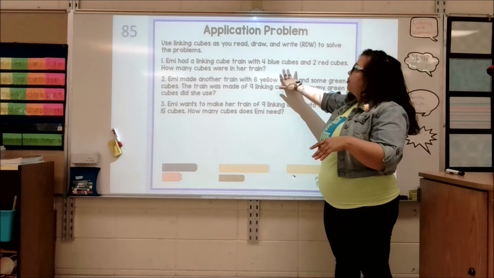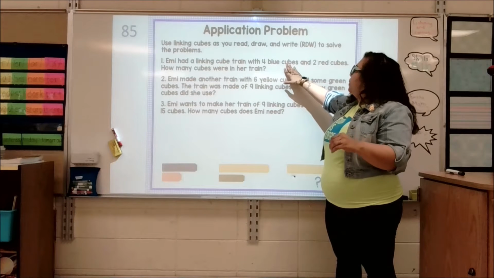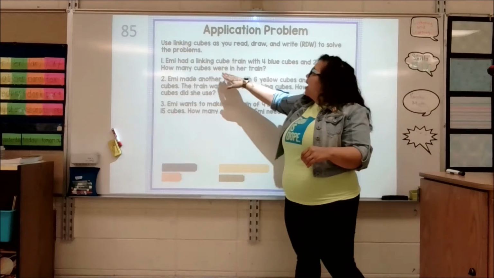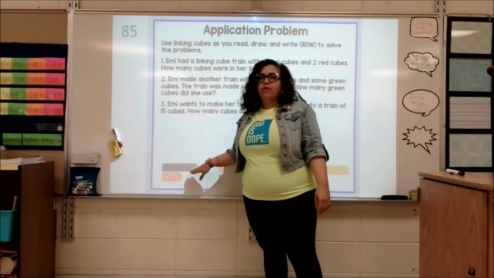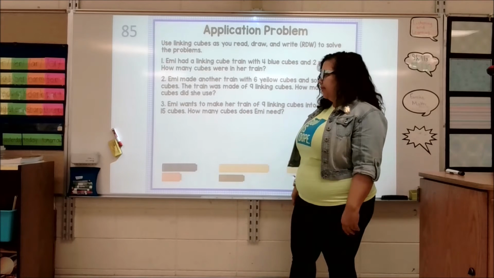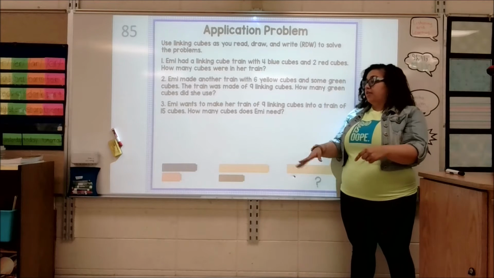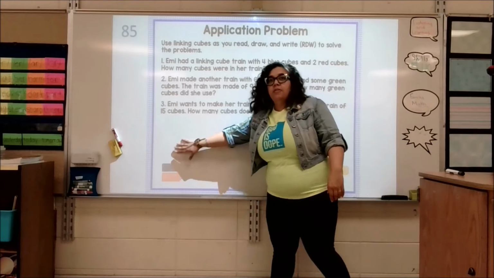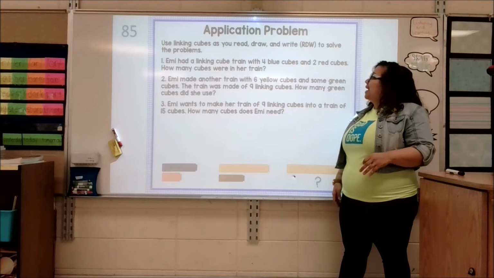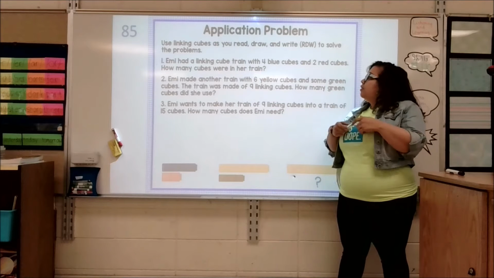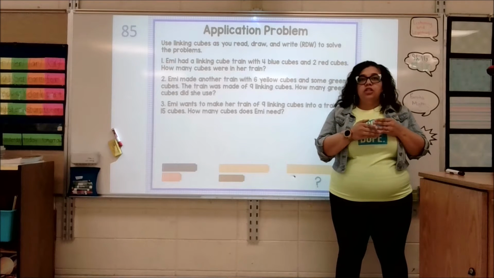All right, so number 1 reads, Emmy had a Lincoln Cube train with 4 blue cubes and 2 red cubes. How many cubes were in her train? And I was so nice, I even put pictures for you. So 4 blue cubes and 2 red cubes. Wasn't that nice of me? All right, question 2 reads, Emmy made another train. So she didn't do anything to this train. She made another train with 6 yellow cubes and some green cubes. The train was made of 9 Lincoln cubes. How many green cubes did she use?